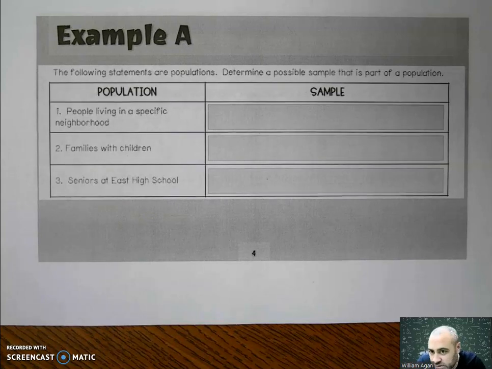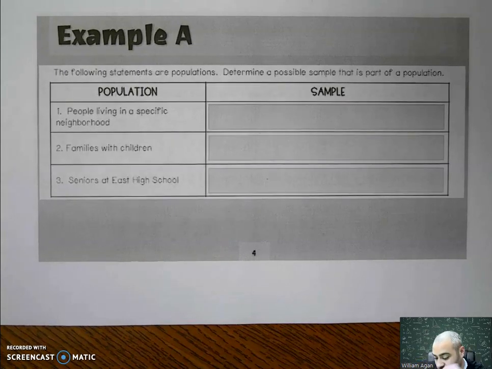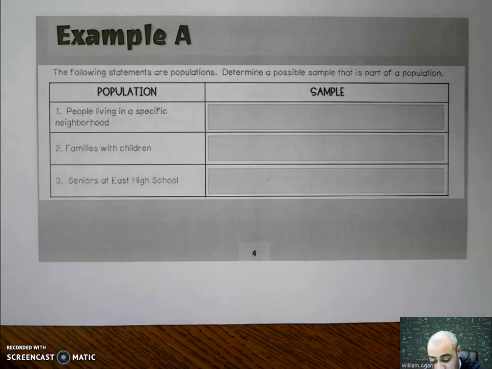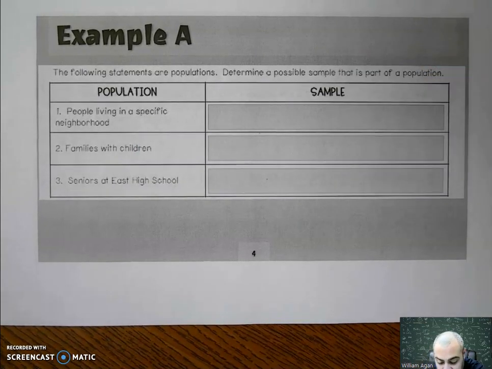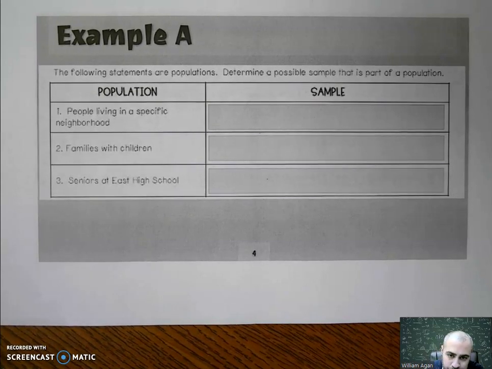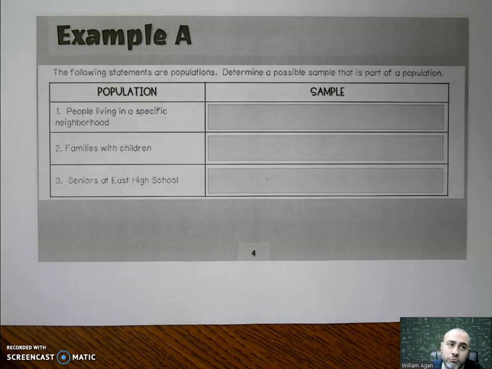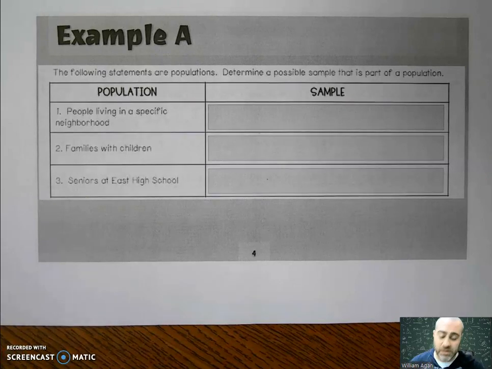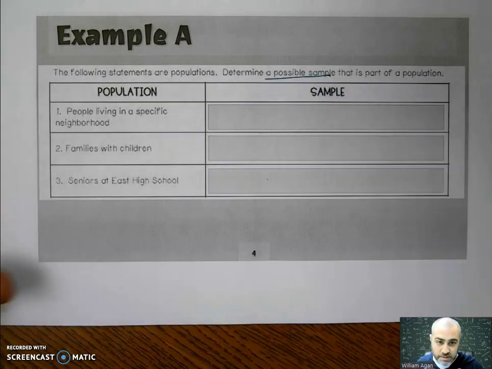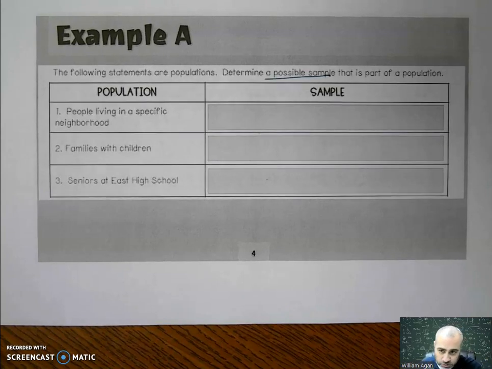Okay, now that I told you what populations and samples are, let's come up with some. Example A says the following statements are populations. Determine a possible sample that is part of a population. For this one right here, it gives you a population, people living in a specific neighborhood, and they want you to come up with a sample for it. There's no right or, well, I guess there are wrong, but it's not just one right answer. I'm going to give a possible sample, okay, but there are many others that could work.